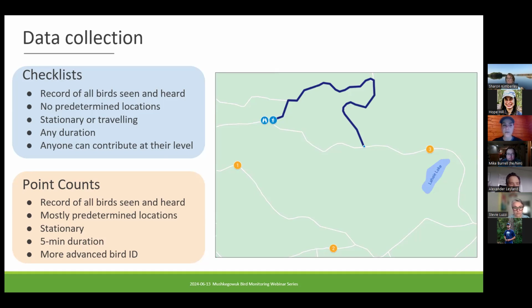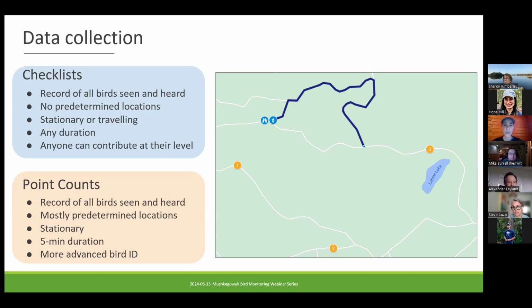It could be stationary or it could be traveling. It can be any duration, but usually shorter checklists are a little bit better. And then anyone can contribute at their level. So even if you're new to birding, new to atlasing, you can still contribute by doing this general atlasing or checklists.